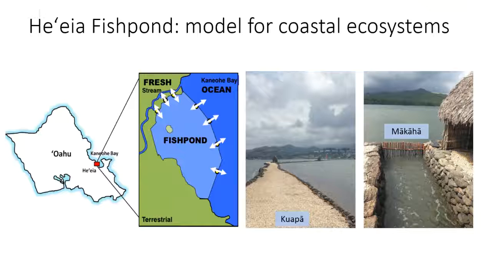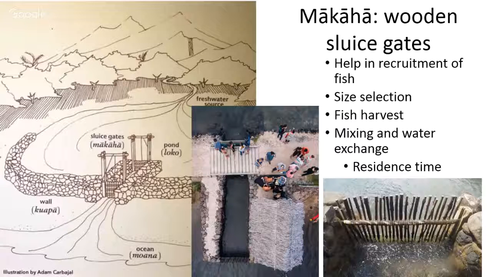So mākāhā are these wooden sluice gates. Here on the left, you can see a depiction of the structure of one of these Hawaiian fish ponds with an integrated mākāhā. Usually they are wooden grids that help recruitment of fish. Small fish are attracted by the algae inside and the nutrient-rich conditions, so they fit through these mākāhā grids and then grow very quickly in the pond until they are too large to swim back out. So this is really a very cleverly engineered system.